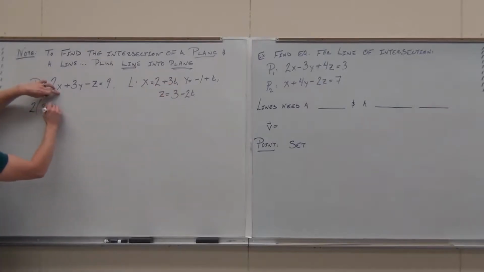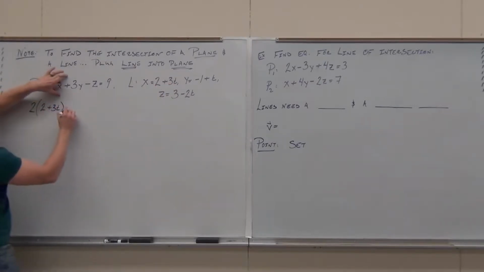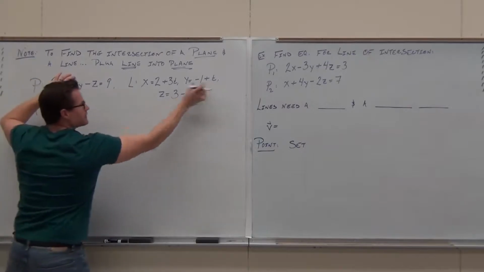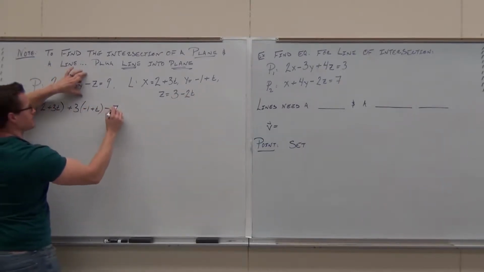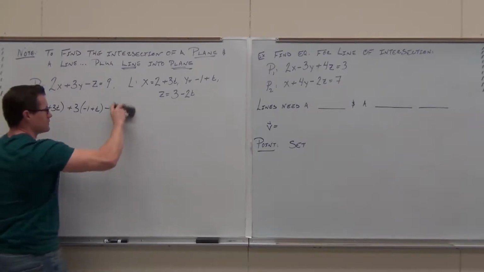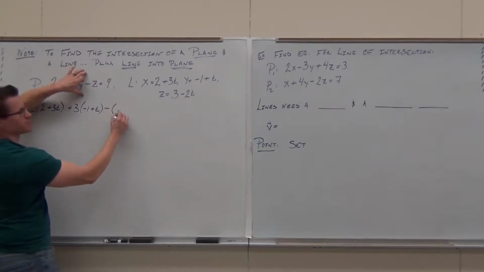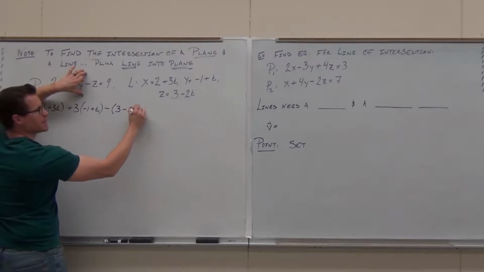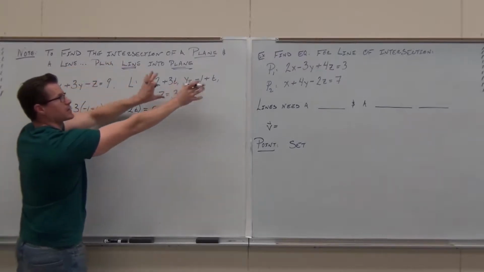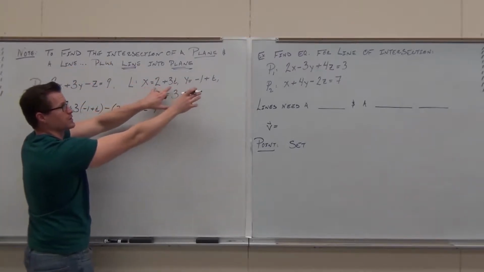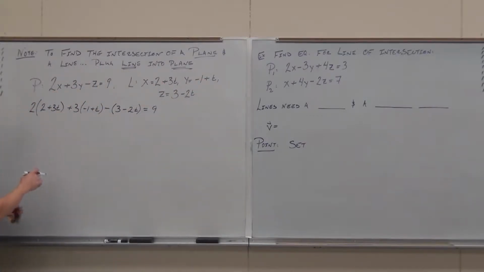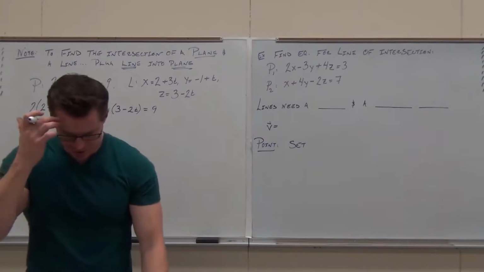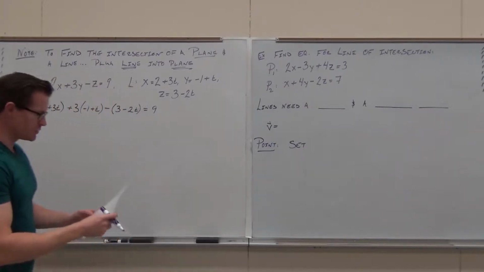X is 2 plus 3t. Y, negative 1 plus t. Minus z, just don't forget parentheses, 3 minus 2t, and that still equals 9. So we're just taking our x, y, z coordinates, really the parametric equations for those, plugging them into our plane, and solving. When we do that, I'm sure that you can do this on your own.